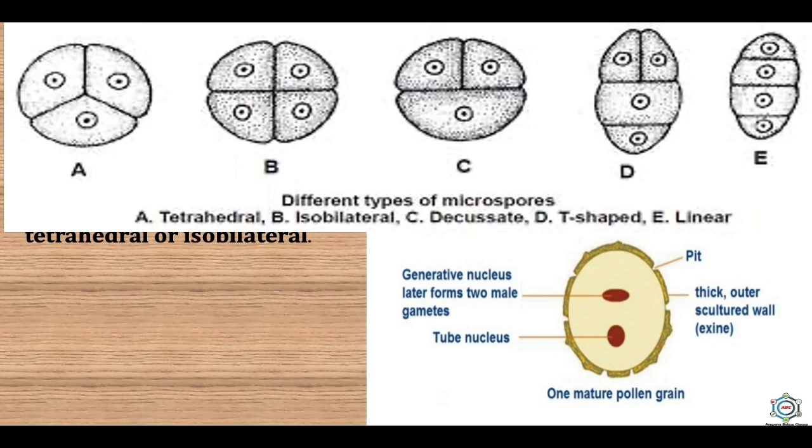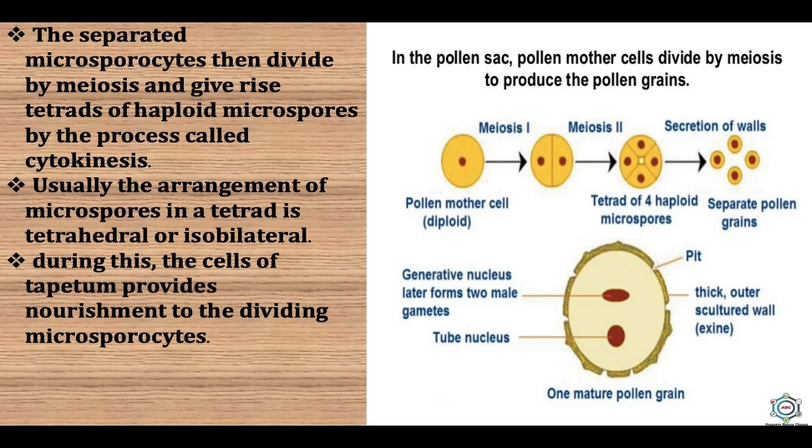But here, some other shapes like decussate, T-shaped and linear are also present. So, there are many types of arrangement of the microspore tetrad which you can see in the picture. First is the tetrahedral, second is isobilateral, third is decussate, fourth is T-shaped and the last is linear. During this, the cells of the septum provide nourishment to the dividing microsporocyte.